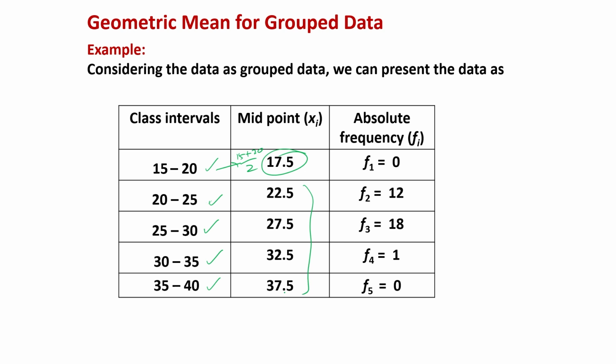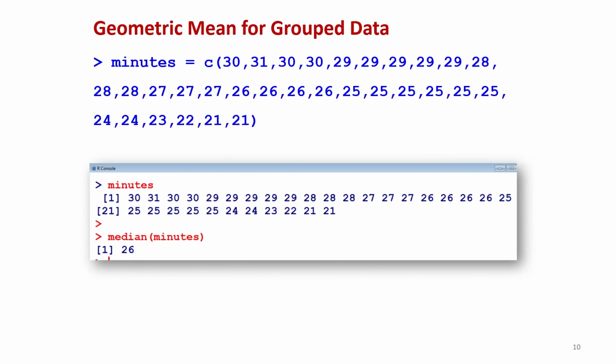And similarly, you can find the midpoints of the other intervals. And then these are the absolute frequencies: there are 12 values which are lying in the interval 20 to 25, there are 18 values which are lying in the interval of 25 to 30, and so on. Right. So now we take this data over here.